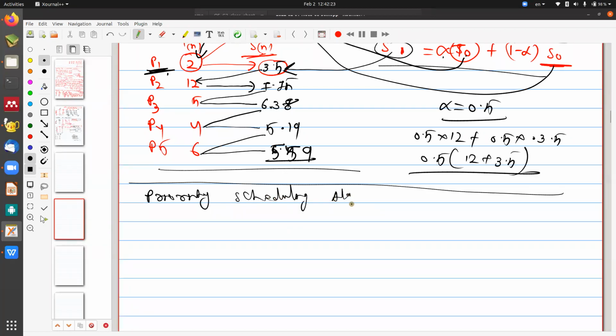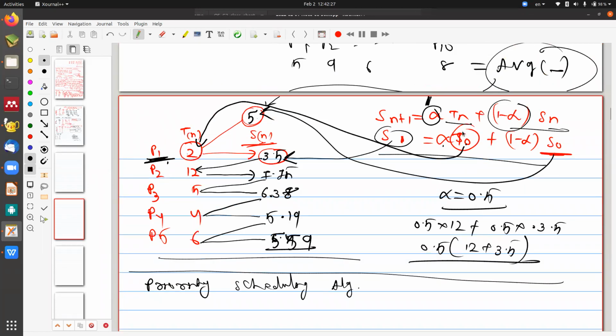Why are we assuming that T0 will be equal to T1? Why not? I'll accept that T0 is equal to P1, sir. I took this one because T0 will be the P1 I took. Then I took this S0 will be something which was calculated prior to this. Then I have taken also T0 equal to 2 here.